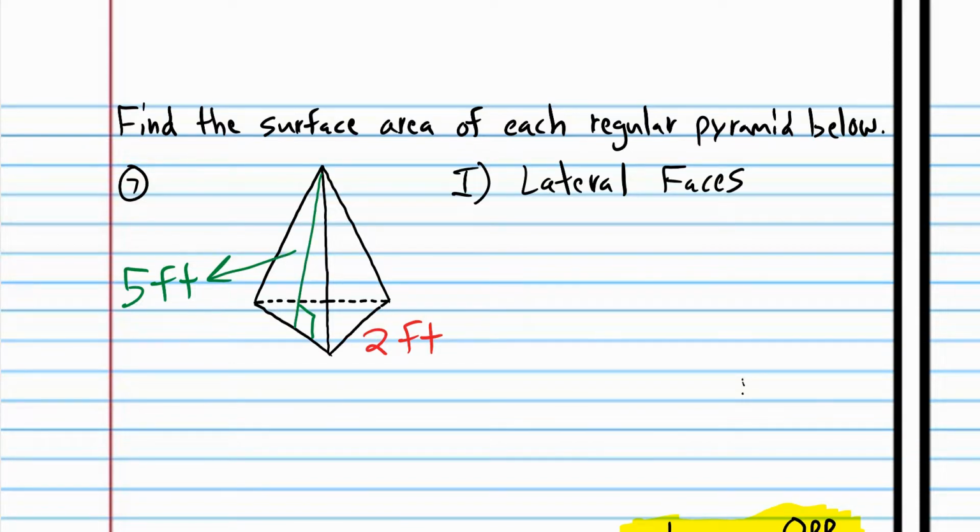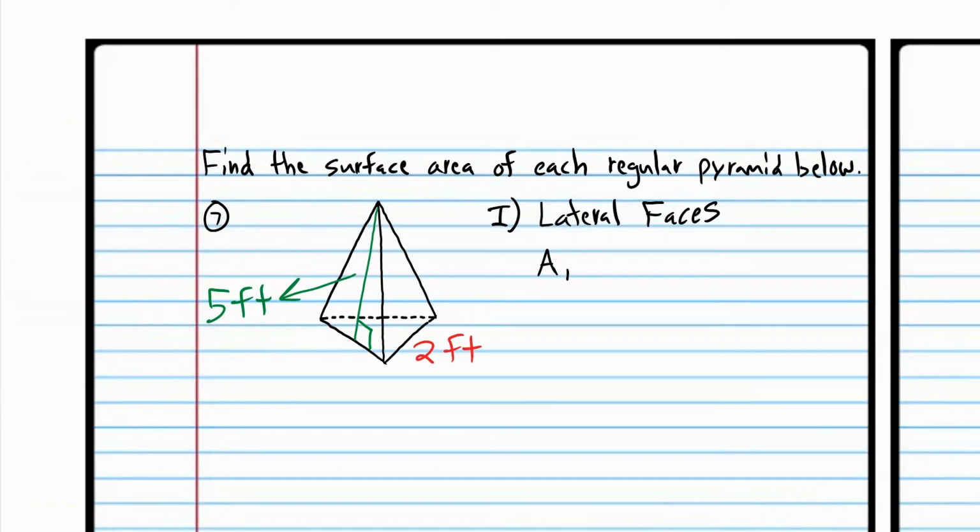So we'll just put area of triangle is equal to 1/2 times the base, which is 2, because this is the base here, and the height we're given is 5. So again, these are the isosceles triangles on the sides, the lateral faces, and that equals 5. So the area of the triangles equals 5.